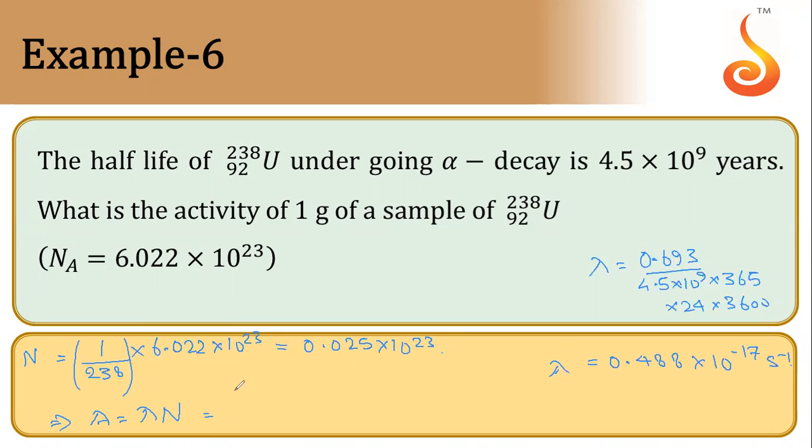So lambda value is 0.488 into 10 raised to power minus 17. The N value we have found is 0.025 into 10 raised to power 23. So from here you will get activity as 1.22 into 10 raised to power 4 becquerel. Okay, thank you.